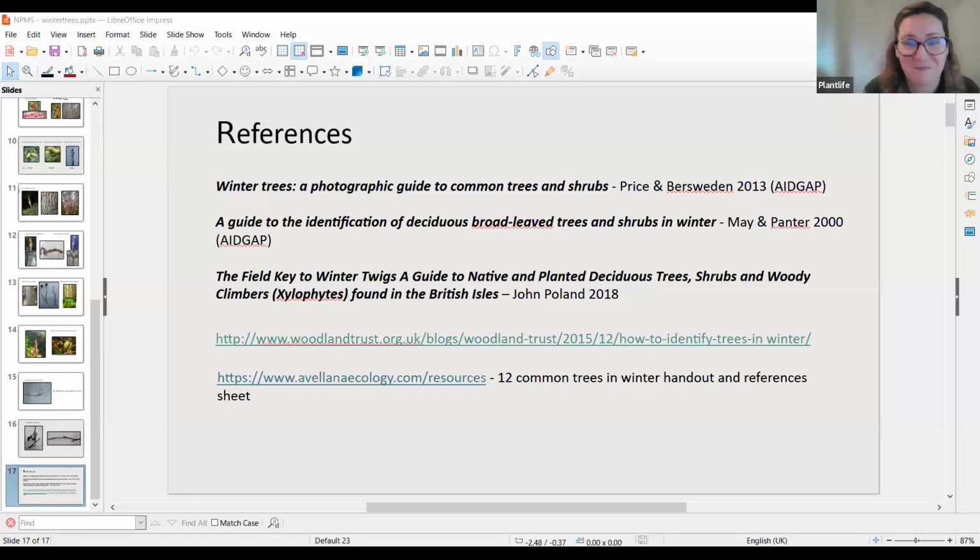Just going back to the downy birch, the other thing about downy birch is they won't have shiny twigs, but the silver birch will. They'll be more shiny.